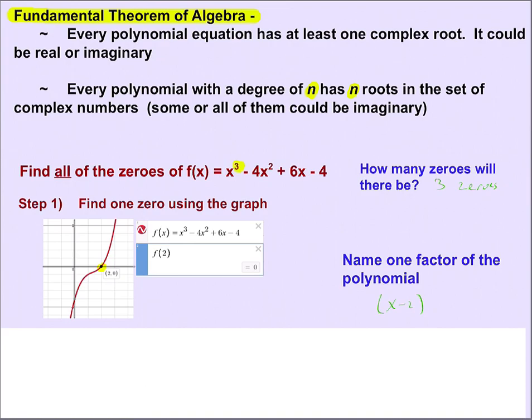Okay, but we said there were going to be 3 zeros, and I only see 1. So how are we going to find the other 2? If you can't see them, that means they must be imaginary. It's possible that the graph turns around and like that, but this one doesn't. We're already at the end behavior here. So where are the other zeros? Well, they must be imaginary. Our job is to find them. So that's the next step here.